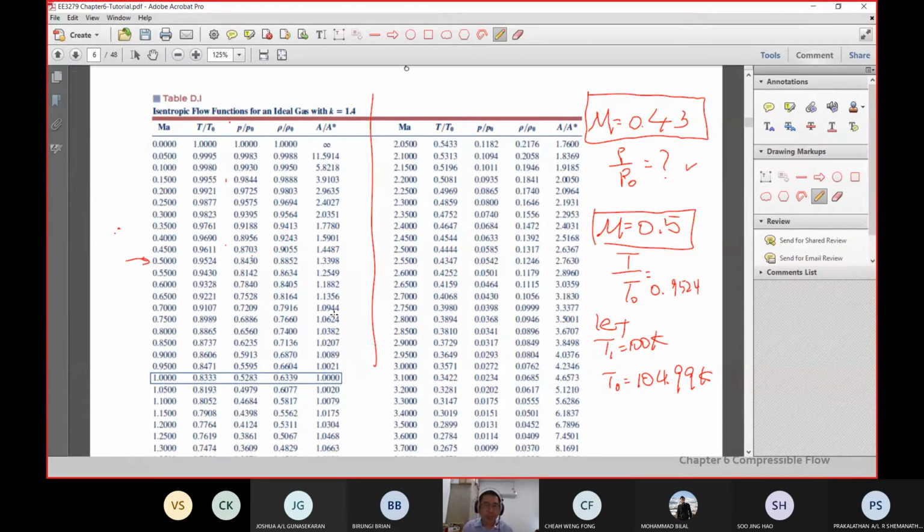Any one of you still don't understand how to use table D1? We had 2 examples just now already. All right, anyone still don't understand? Still need me to show you how to use this table to find isentropic flow? Anyone? Let me know. At least we learn together. At least we know that you're still not catching up. You need some time, and we're going to help you. We're not going to let anyone fall behind. If you don't understand, never mind, just admit that you don't understand. Then we will teach you.